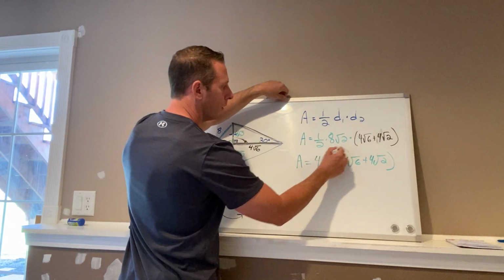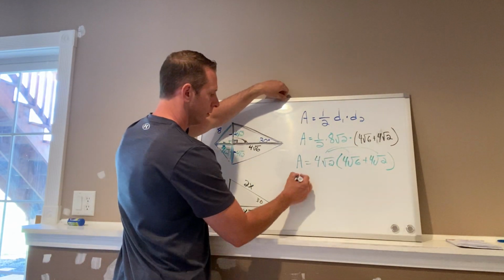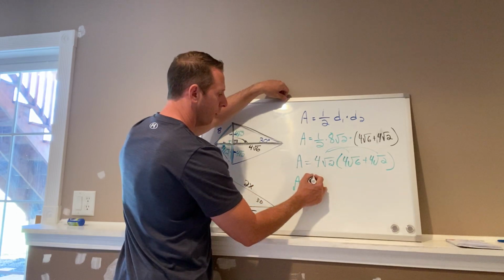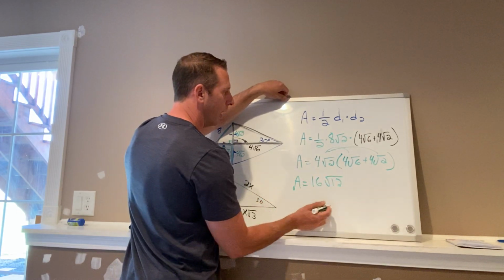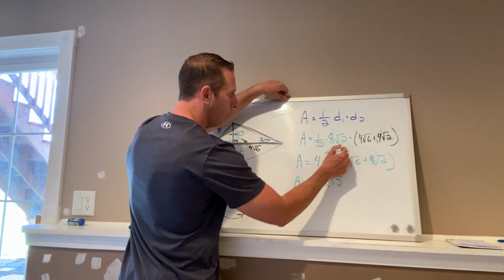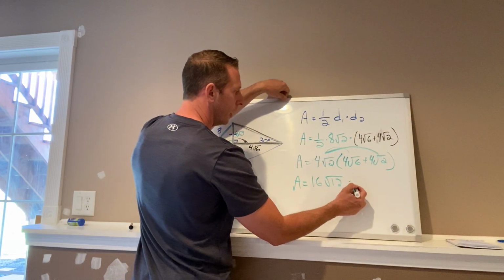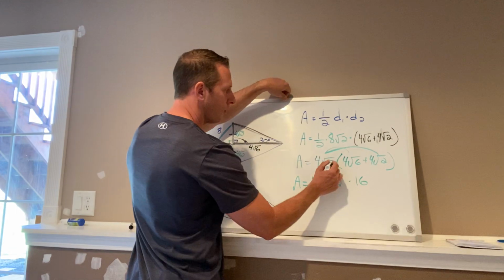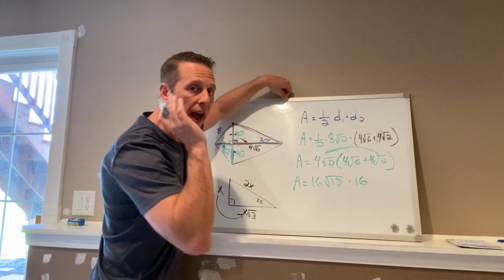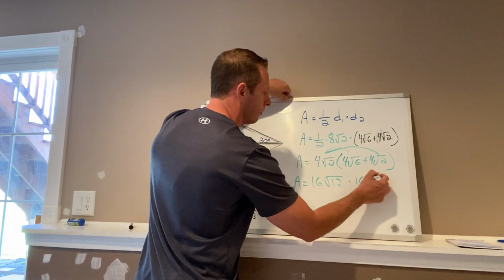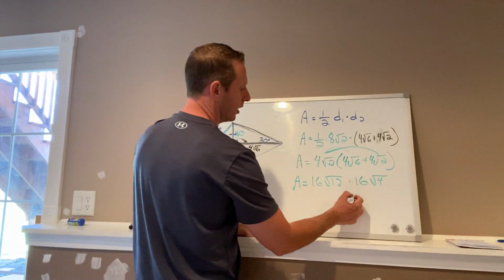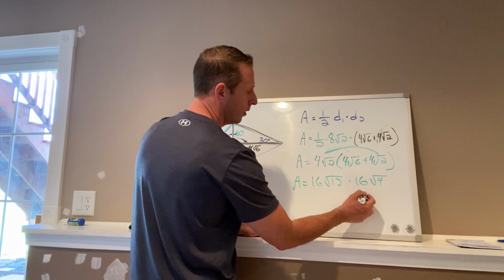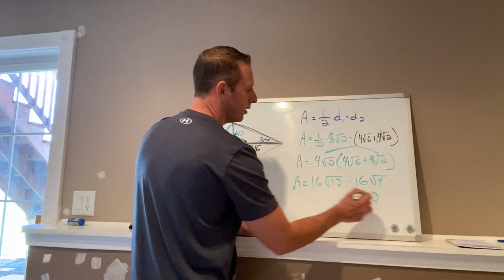Now distribute. 4 times 4 is 16. Rad 2 times rad 6 is rad 12. 4 times 4 is 16. Rad 2 times rad 2 is rad 4. Well, let's just write it down. It's rad 4, which is 2. So basically, this is just 16 times 2, which is 32.